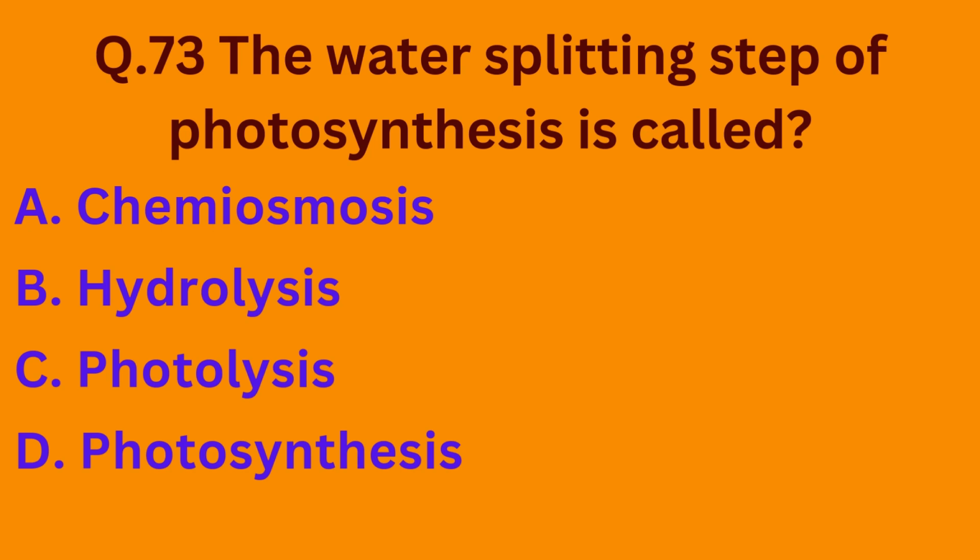Question number 73. The water splitting step of photosynthesis is called option A, chemiosmosis. Option B, hydrolysis. Option C, photolysis. Option D, photosynthesis. So the correct option is option C, photolysis.